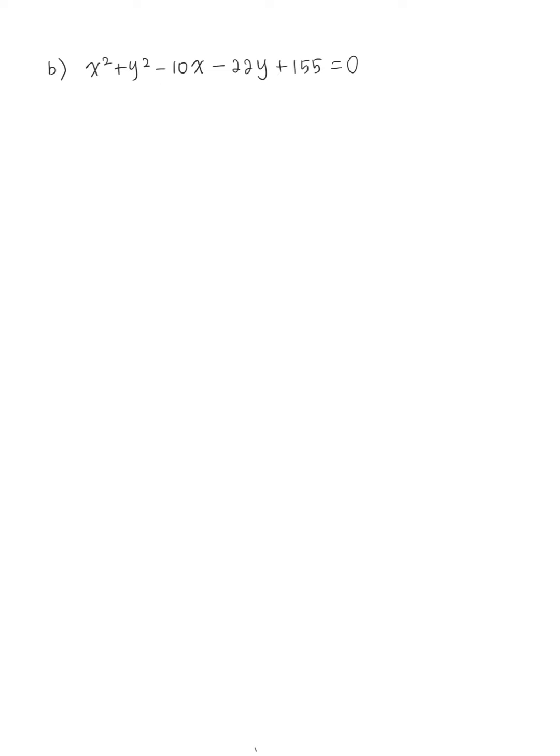Okay, so now let's take a look at this example. We got x squared plus y squared minus 10x minus 22y plus 155 equals 0. So you know what? Why don't you try this problem on your own? Please pause the video and go for it. Just try it out. All right, so how did you all do? Were you able to figure it out? So let's go over it.